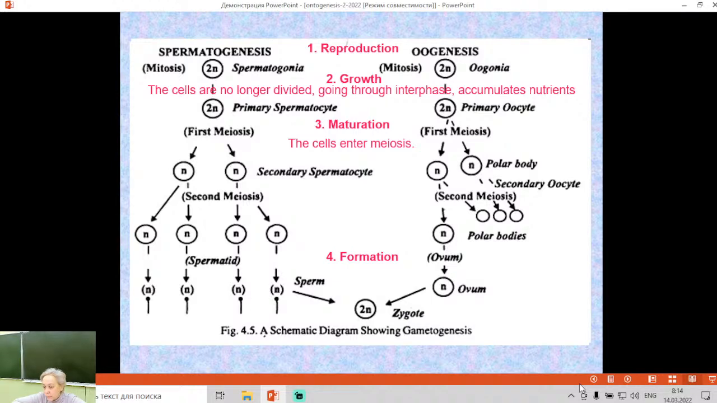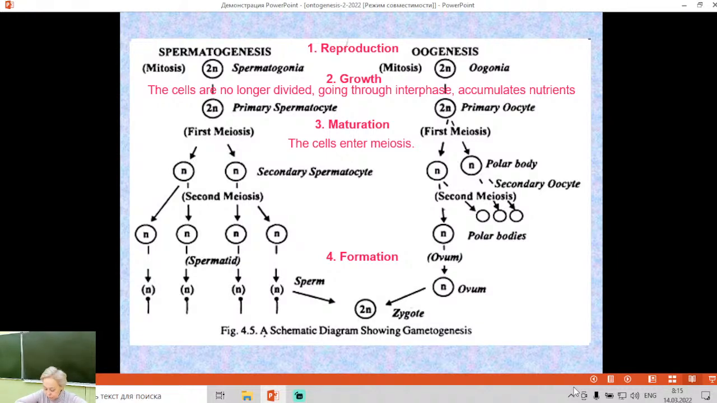Oogenesis. Oogenesis is a process of formation of eggs. Oogenesis includes only 3 stages: reproduction, growth, and maturation. The stage of formation is absent during oogenesis. On the first stage of reproduction, oogonia divide by mitosis, and their number increases too. And you can see a lot of oogonia in the ovary.